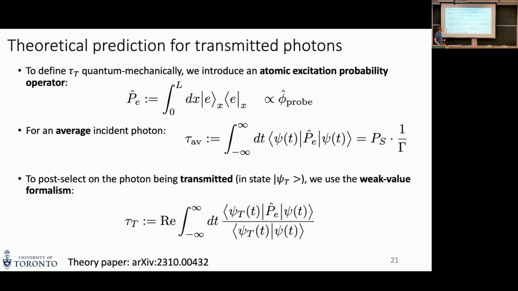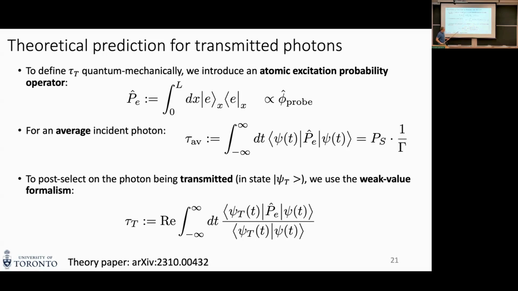And then the tricky part is if we want to determine what will happen if we weakly measure this probability operator and post-select on the photon being transmitted, we need to use something called the weak value formalism. Essentially, this says if you're doing a measurement where the noise is much larger than the signal, and you start out in some state psi, and you post-select on finding your system in some other state psi t, then your conditional average is going to be given by this quantity.